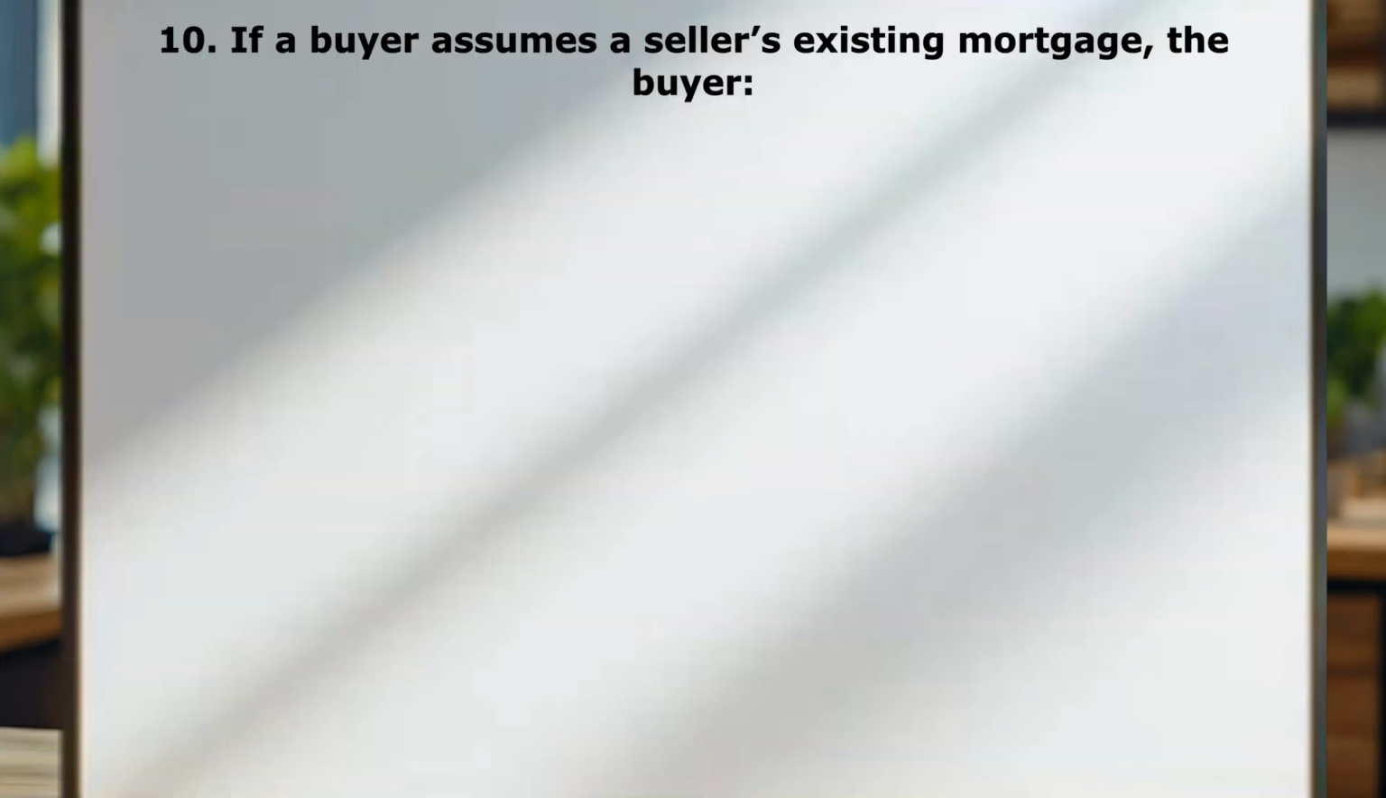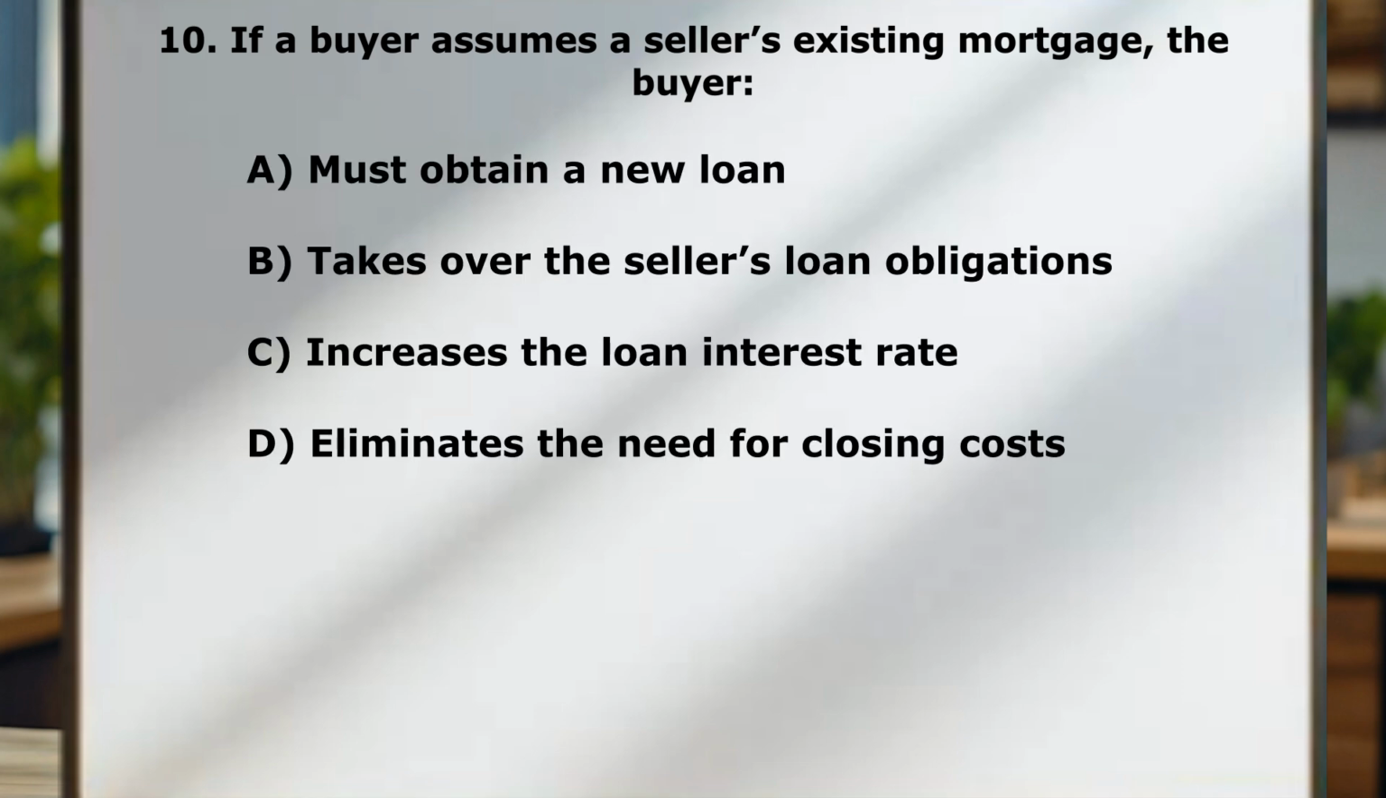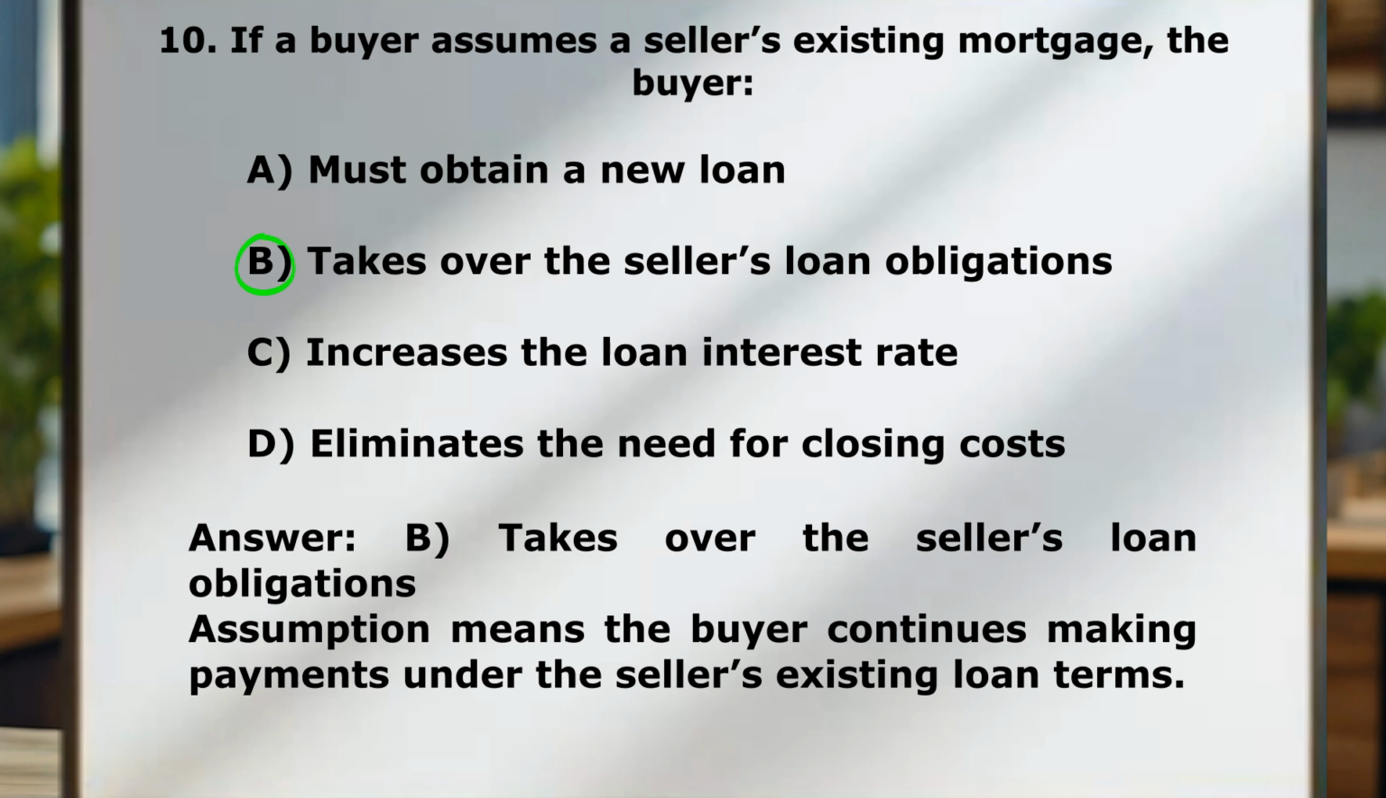Question number 10. If a buyer assumes a seller's existing mortgage, the buyer, A, must obtain a new loan. B, takes over the seller's loan obligations. C, increases the loan interest rate. D, eliminates the need for closing costs. Correct answer here is B, takes over the seller's loan obligations.